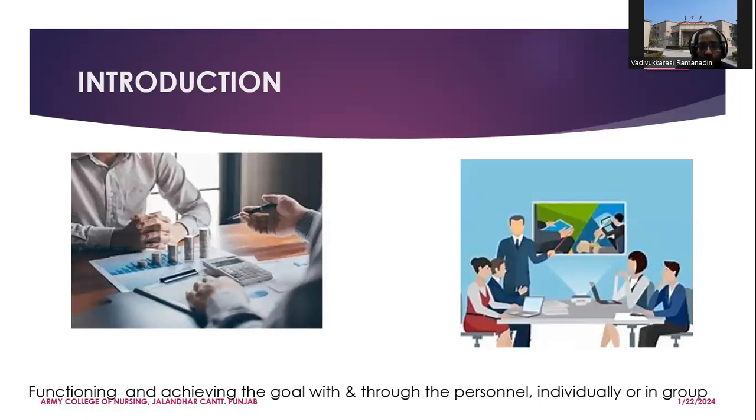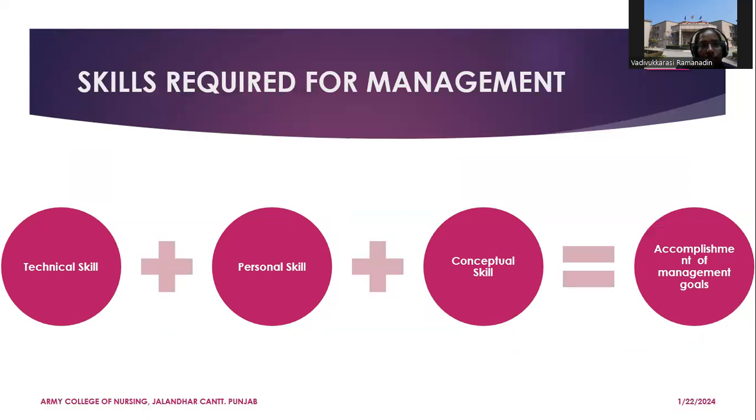functioning and achieving the goal with and through the personnel, that human power working in an institution, either individually or in a group, is called management. Okay, so there are skills which are essential for management. That includes technical skills, the subject knowledge and skill; personal skills, because we need to deal with human relations and human manpower; and conceptual skills, quick decision making aspects. With all these skills, we will be able to accomplish the management goal.